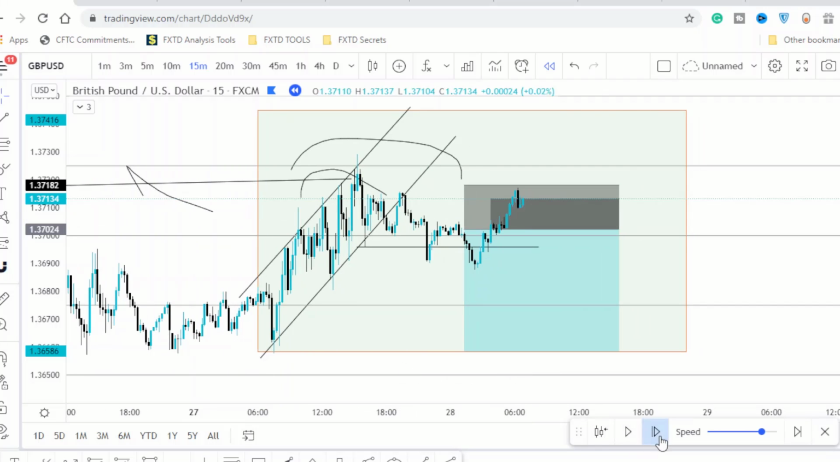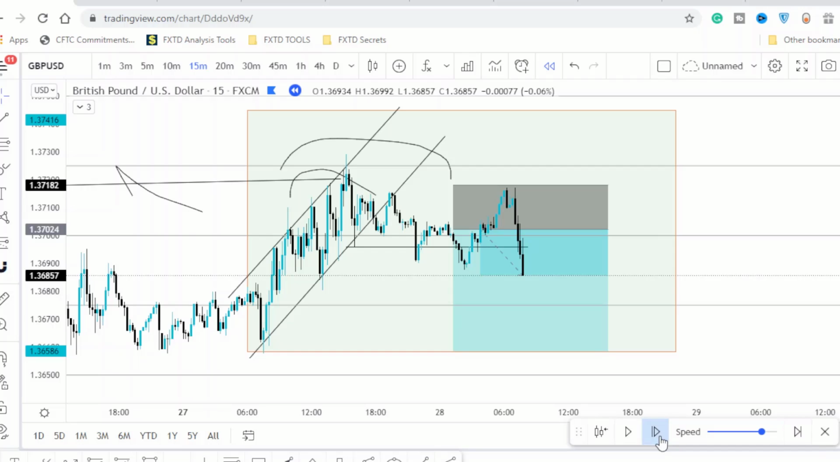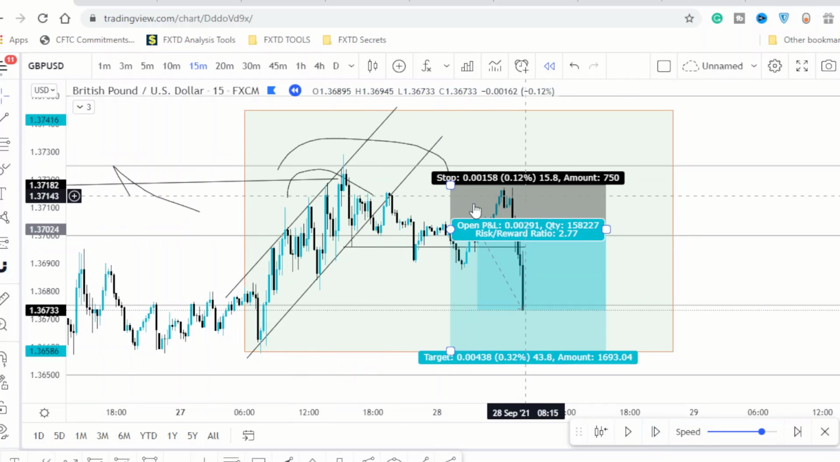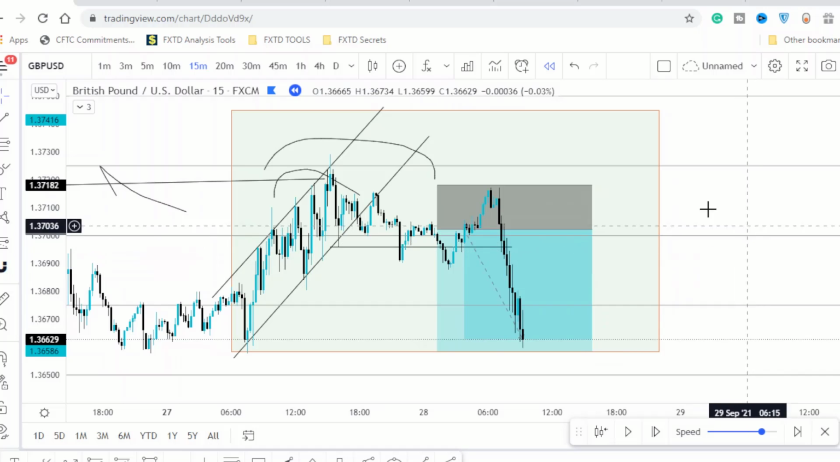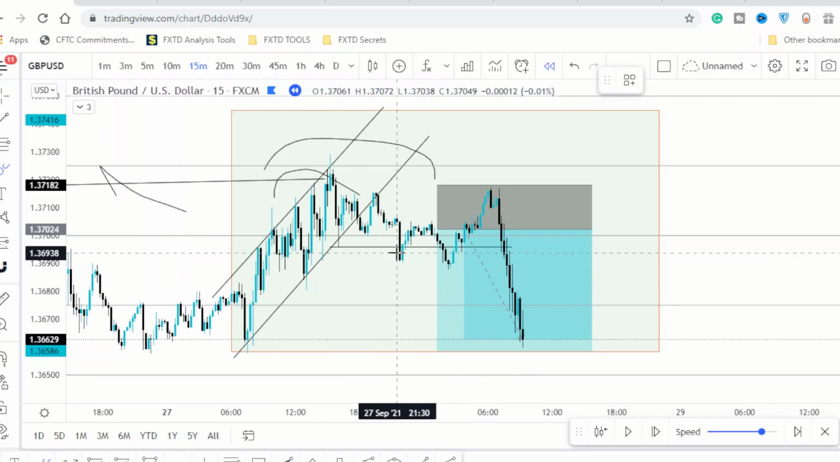Okay, so we see what price did. You see our stops were not touched, right? But you see the pressure that price actually gave to those who would have been in this position.